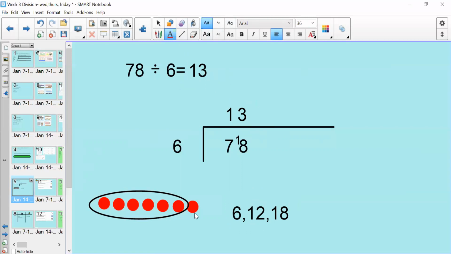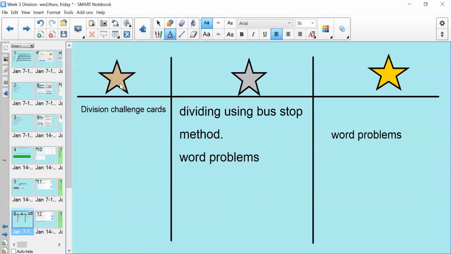So our different challenges today are going to be, so the bronze are going to have division challenge cards. The silver is going to have dividing using the bus stop method. So if you're still not 100% confident with the bus stop method or regrouping, you're going to do silver today. And then you will have some word problems. And then the gold challenge is some word problems with division, and you can focus on this if you're 100% confident in your bus stop method.